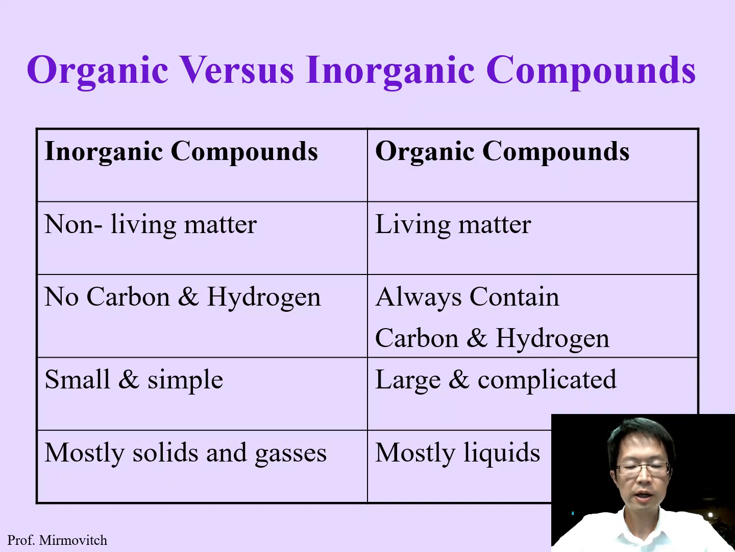Well, inorganic compounds are mainly non-living matter, but organic is mostly living matter. Inorganic compounds do not contain carbon and hydrogen. Organic compounds must contain carbon and hydrogen. Inorganic compounds are usually small and simple. Organic compounds are usually larger and more complicated. Inorganic compounds are mostly in solid and gaseous state. Organic compounds are mostly in liquid form.